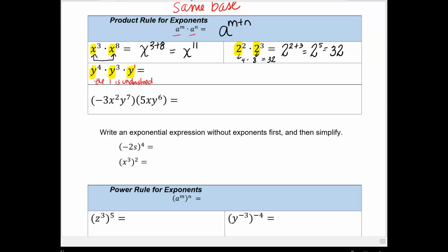Even though you don't see it, it's not customary that you write an exponent of 1. So normally you will not write it. It's understood to be a 1. I'm just writing it here for clarification. So now we have y to the 4 plus 3 plus 1, which is y to the what power? 8th power is correct.